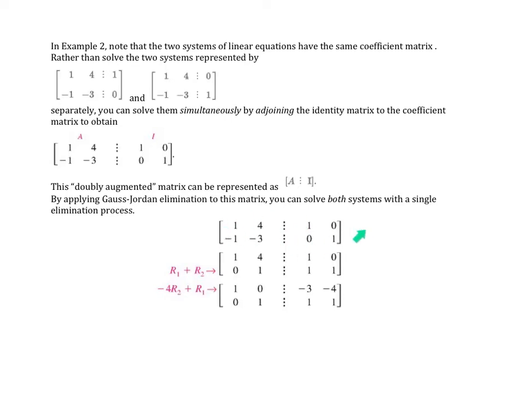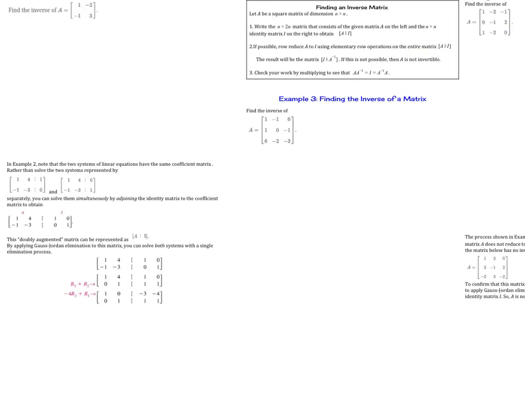So notice we set it up here, and then we can add row 1 and row 2 together, and we get 0, 1, 1, 1. And then we multiply row 2 by -4 in order to get the identity matrix on the left side. And so here is the inverse: -3, -4, and 1, 1. So it's a shorter process. So let's use that now.